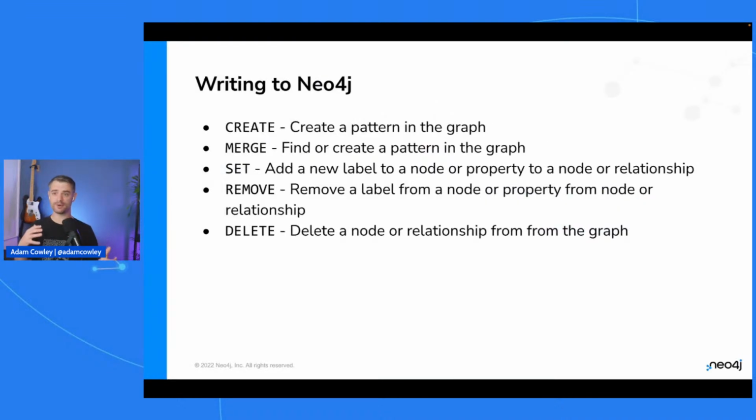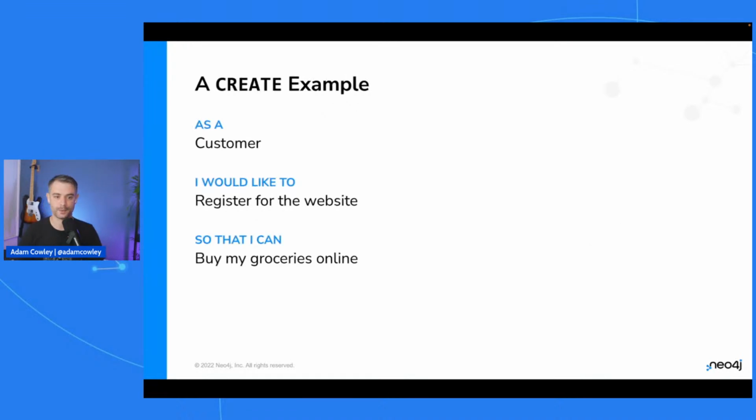So that's reading. In terms of writing to Neo4j, we have a few options. In terms of adding a set of data, or a pattern of data, into the database, we have two options: create and merge. Then to add information to those nodes or relationships, we can use the set and remove keywords. And then we can use delete to delete an element from the graph, whether that be a node or relationship.